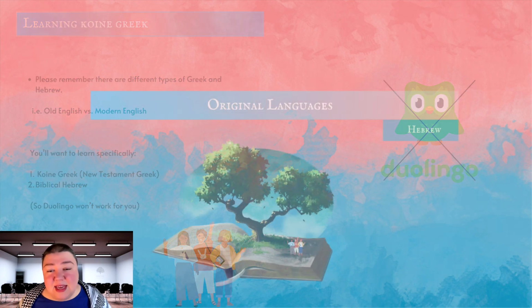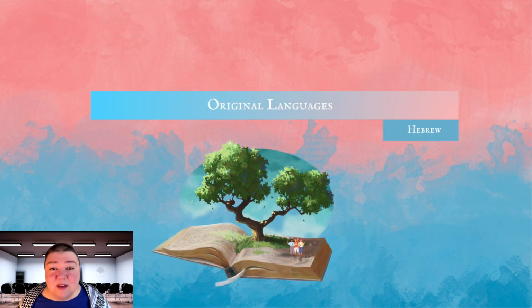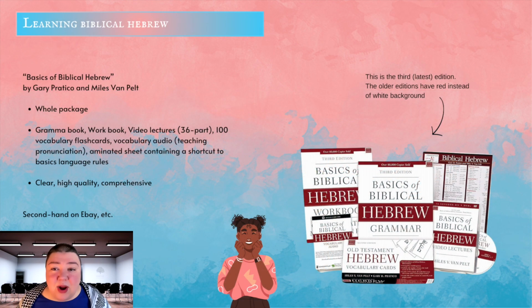Now, in the case of Hebrew, we recommend The Basics of Biblical Hebrew by Gary Pratico and Miles Van Pelt. This is actually a series. In this series pack, you get a book on grammar, a 36-part video lectures, a workbook, a set of 100 vocabulary flashcards, vocabulary audio, so teaching you pronunciation, and a laminated sheet containing a shortcut to basics that you need to learn. This is an excellent pack. Great if you're learning the language on your own.